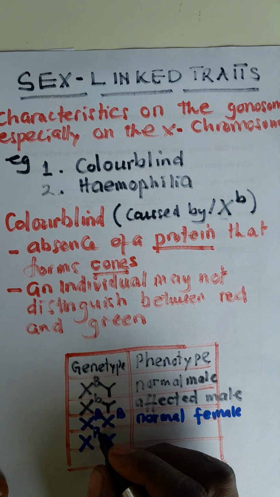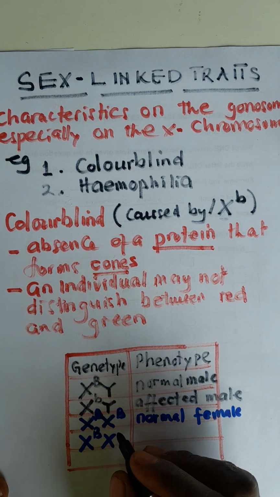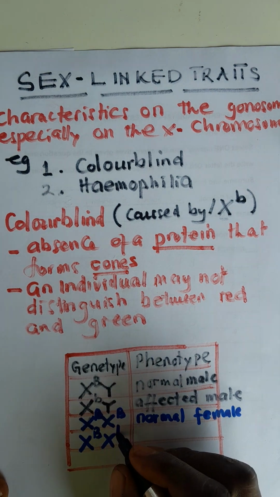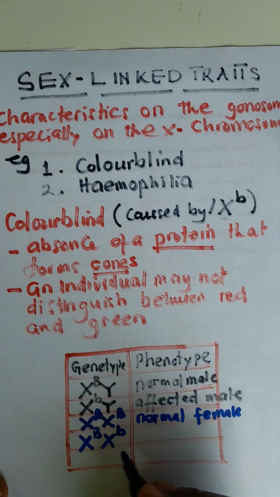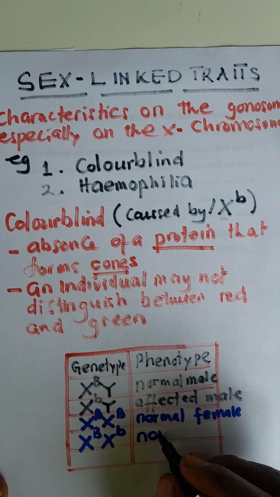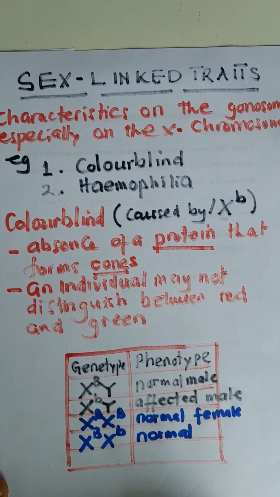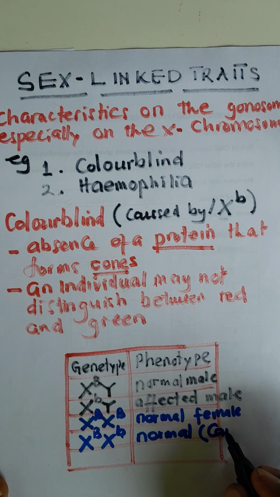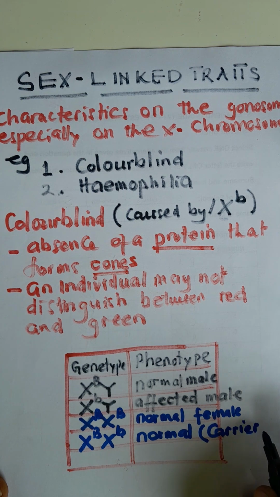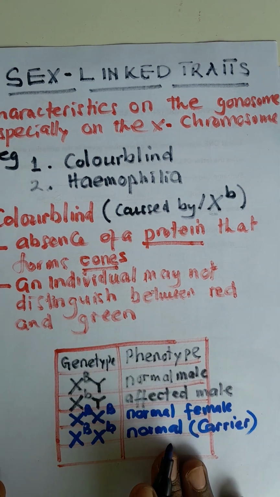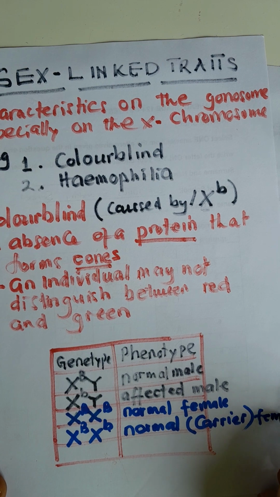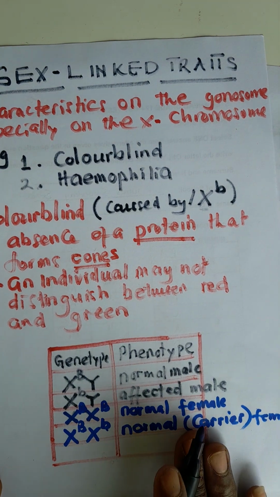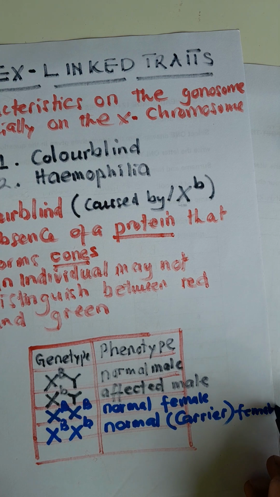Then a woman who has a dominant allele there. Here I won't write dominant, because I write dominant to be the same. I will write the recessive allele that way. So this woman will still be normal. However, because she's got the recessive allele there, this woman will be a carrier. So we can say a normal female who is a carrier.